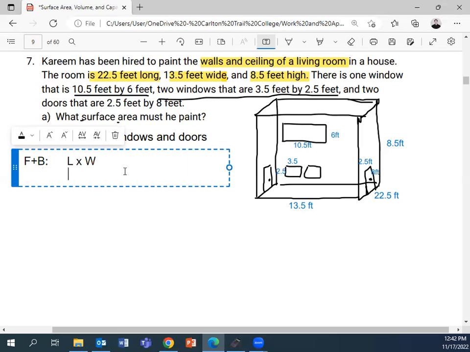So if I substitute those in, what two numbers am I multiplying together here now? What's my length of the front wall? 13.5. Yep, 13.5 feet. And I'm timesing that by what? Is it 22.5? Because if we do that, that's just the floor, right? It's the 8.5, right? It's this wall here.